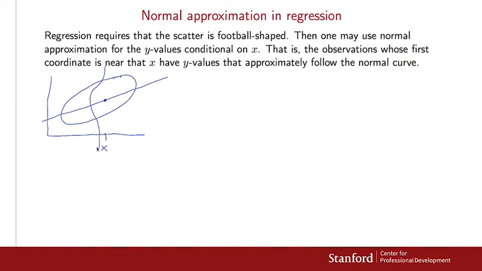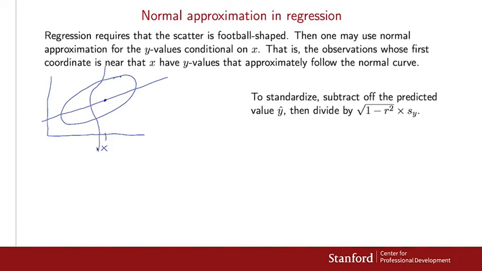Remember, in order to do normal approximation, we need to know two things. We need to know the center and the scale of the normal curve in order to standardize. In the case of regression, these two numbers are given by the predicted value y hat, and the scale is given by the formula square root of 1 minus r squared times the standard deviation of y.